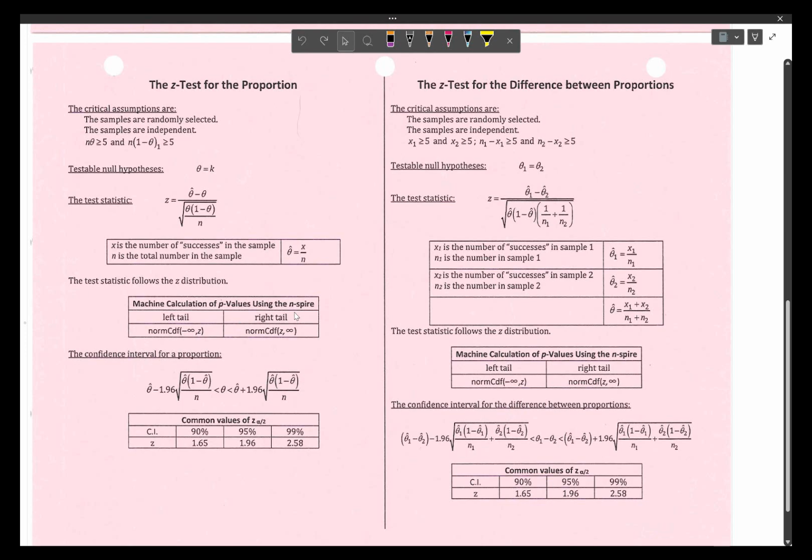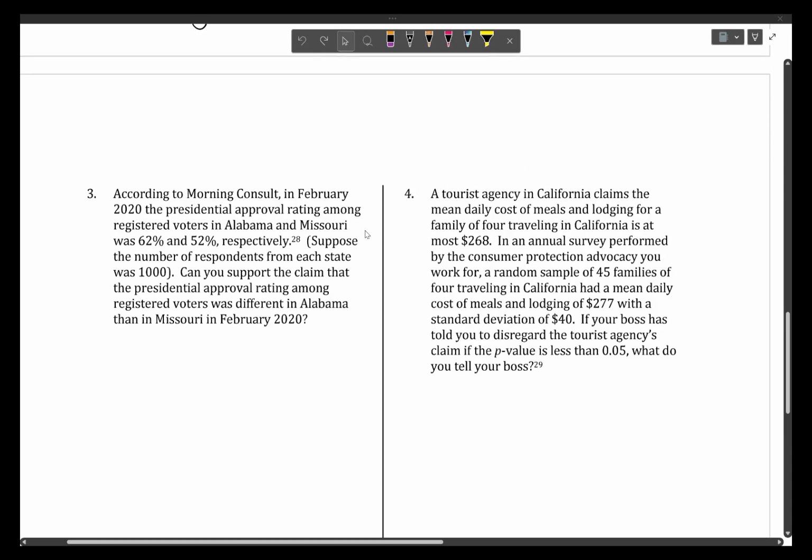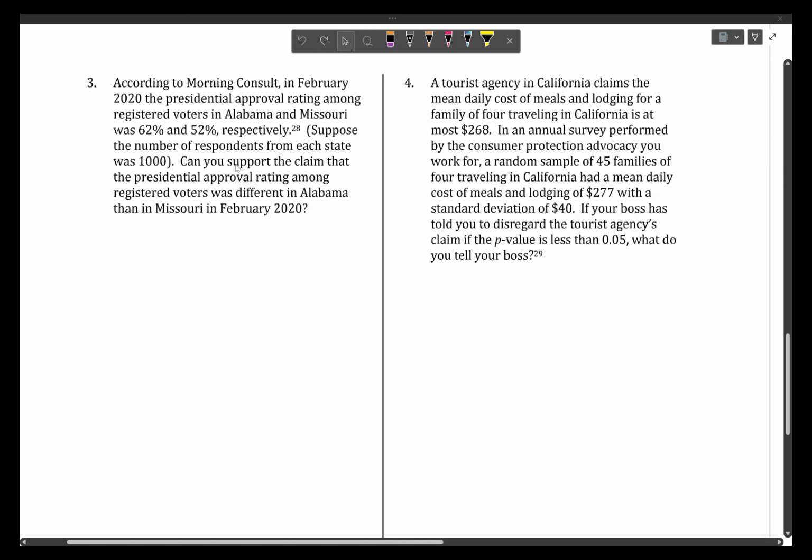So let's talk about how we know when to use left tail, when to use right tail, based on the wording of our questions, or maybe when we have a two-tailed test. So I'll grab a couple of examples here just so that we can use them. So here's this example from one of our in-class assignments. You can read through this question, but I can read it too, so maybe I'll just do that.